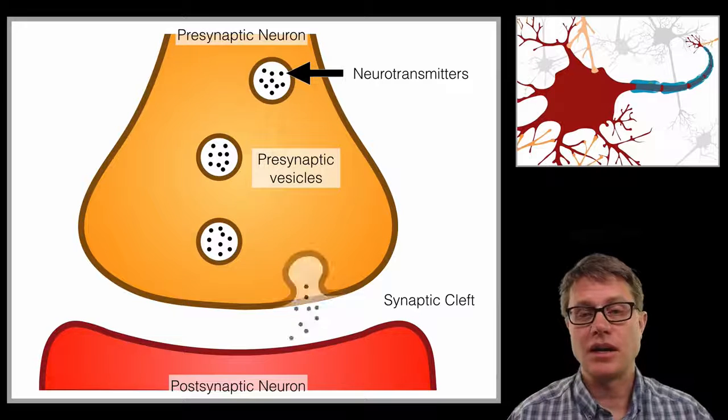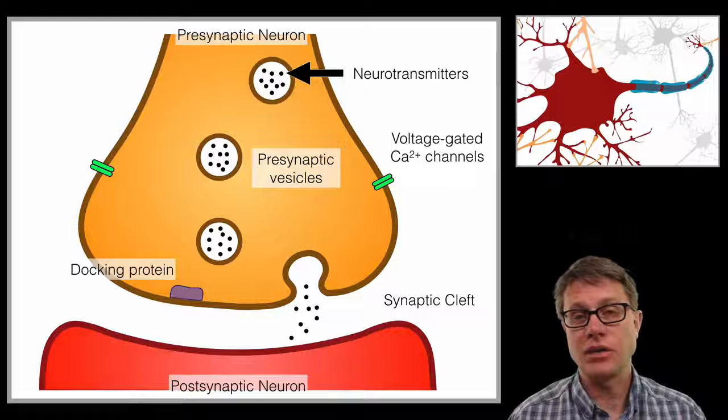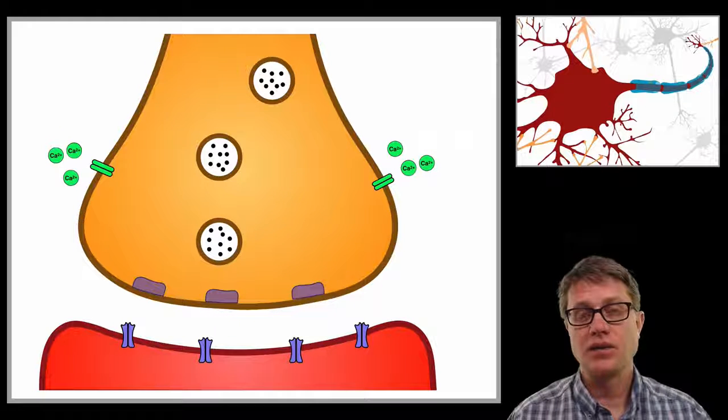There's some other anatomy that we should cover. There are going to be voltage-gated channels on the terminal bud. Those are going to be calcium ion channels. We also have docking proteins for vesicles on the presynaptic side, and then we're going to have receptors on the postsynaptic side. And so if we remove all of those terms, let's see what happens.